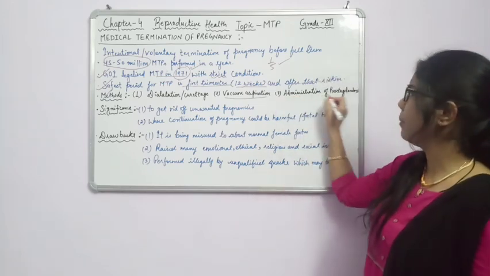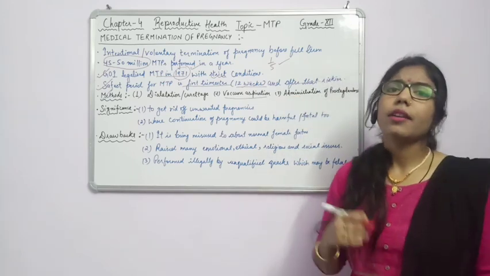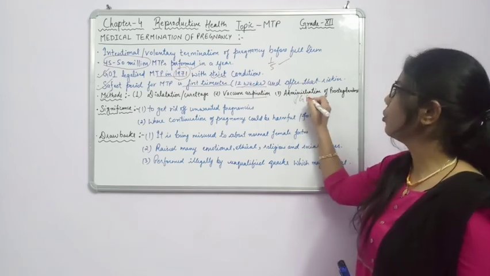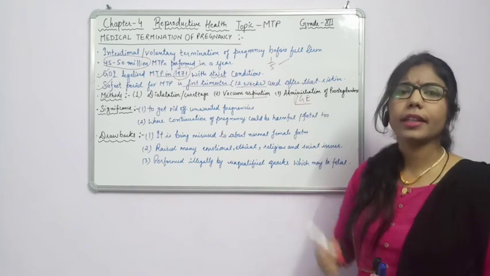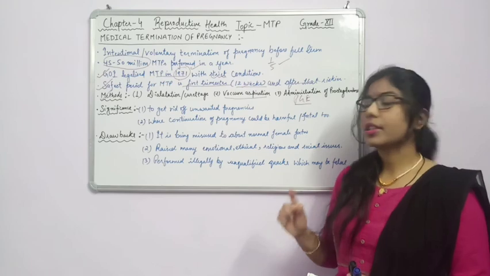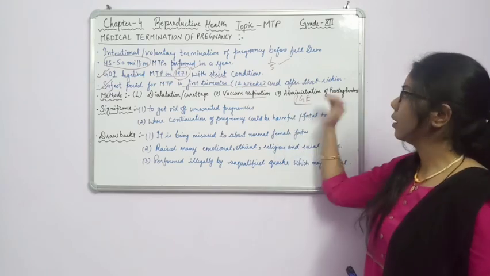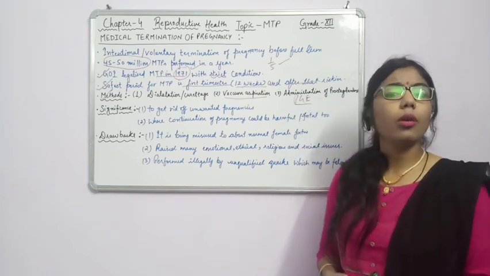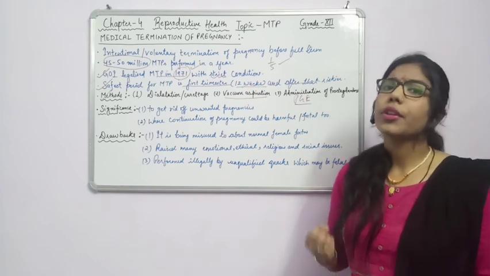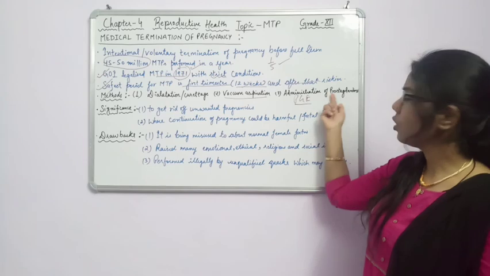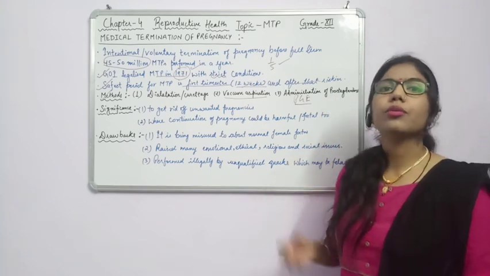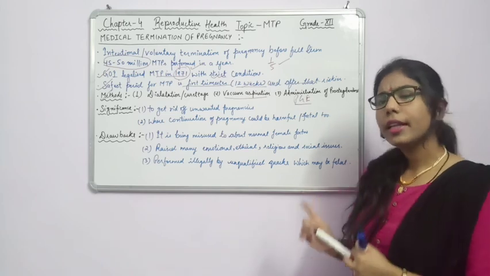Now the third one is administration of prostaglandins. We can provide some pills, okay, PGE, PGF2. These are different types of prostaglandins we can provide to a female in the pregnancy period. So how will this act? It will cause contraction of the uterus. Due to the action of these prostaglandins, there will be some contraction of the uterus. Due to this, the abortion will take place.